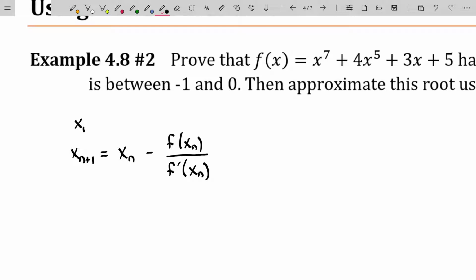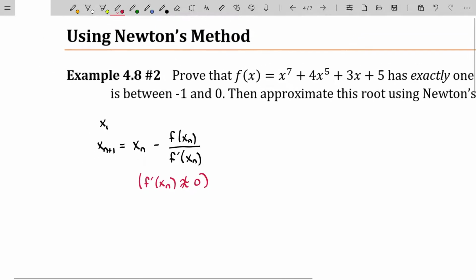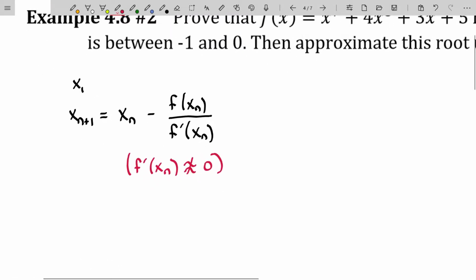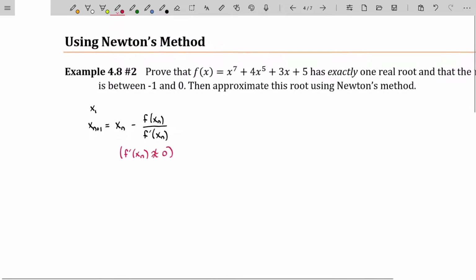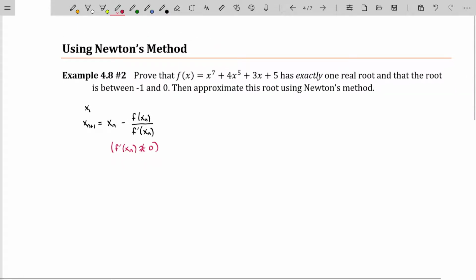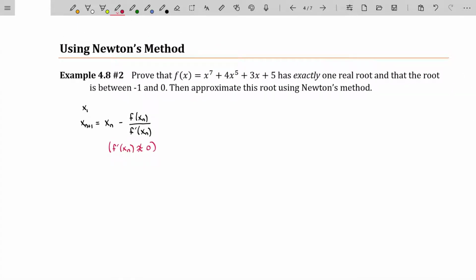Also, you do not want the derivative at x sub n to be even near to 0. Obviously, it can't equal 0 because you'd be dividing by 0, but you don't want it near to 0 either. And you want your initial guess as to the root of this function to be somewhat close to the actual root, but it doesn't have to be exactly the root. All right, so let's rewind the tape in our calculus history.